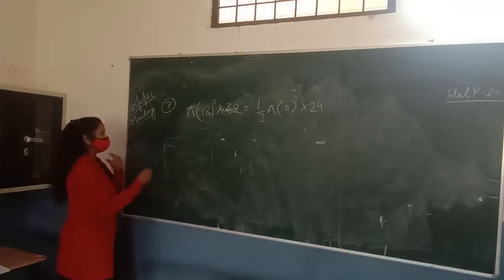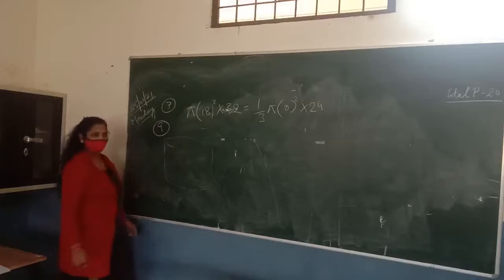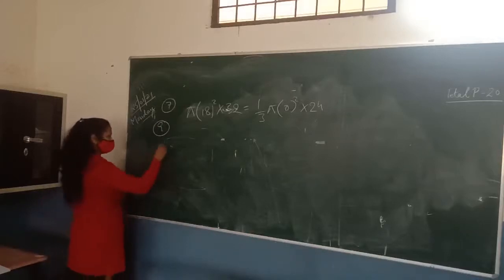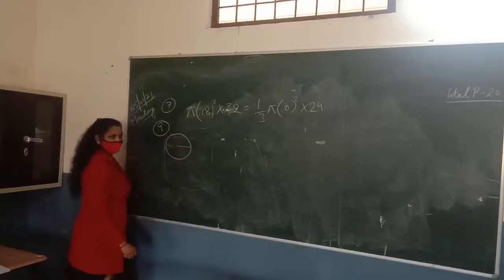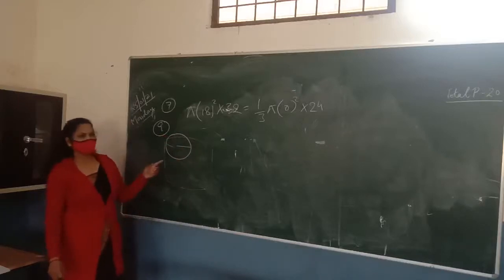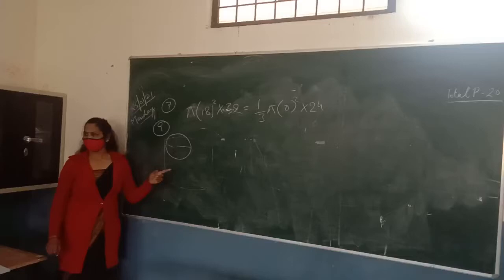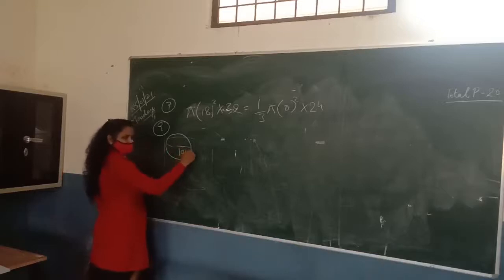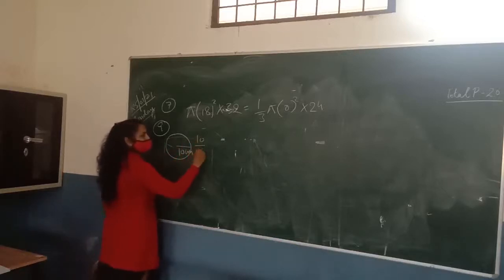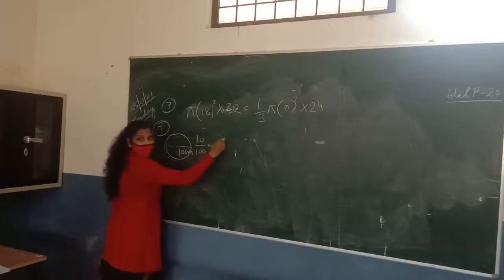Question 9. A farmer connects a pipe of internal diameter 20 centimeters. We did this question one or two days before, no? The diameter is 20 centimeters, so the radius is 10 centimeters. We are going to convert it into meters: 10 upon 100 meter, or we can say 1 upon 10 meter.